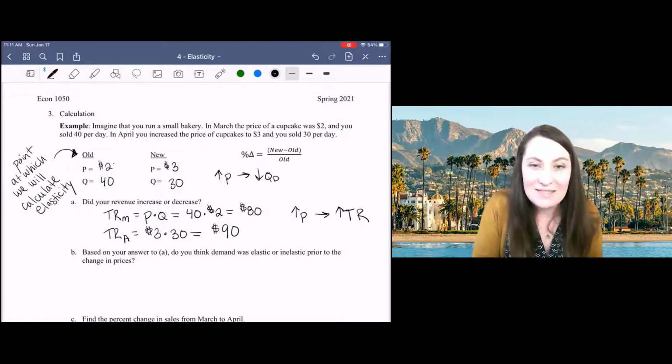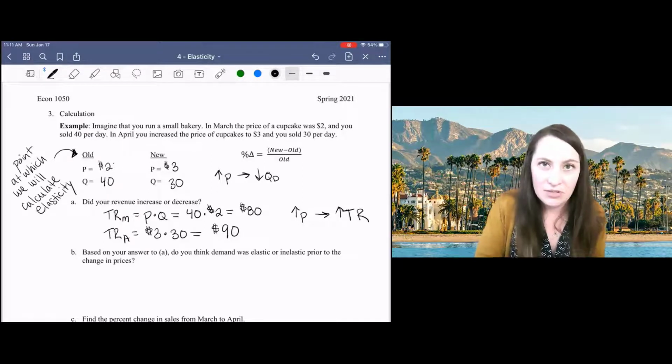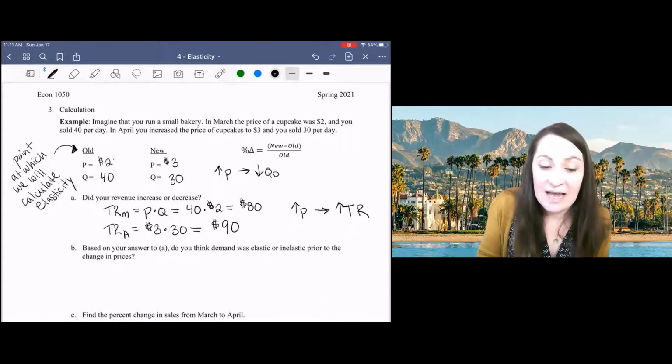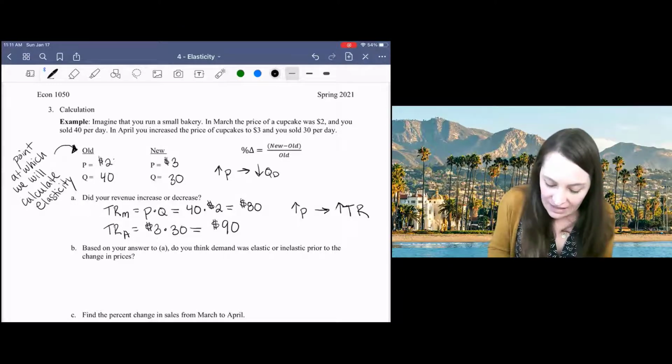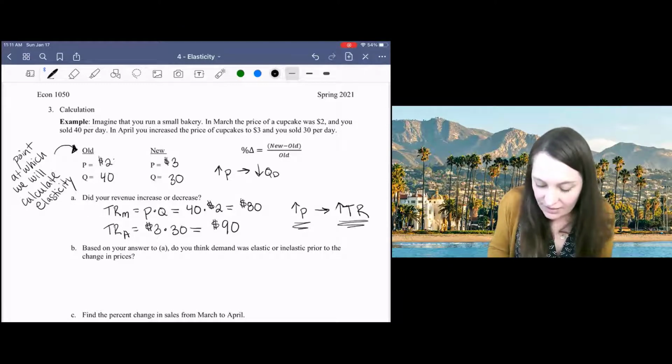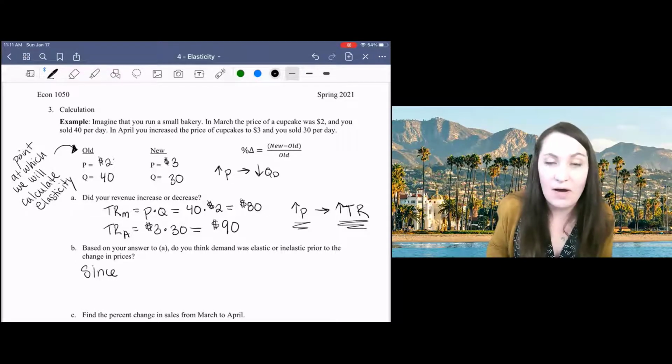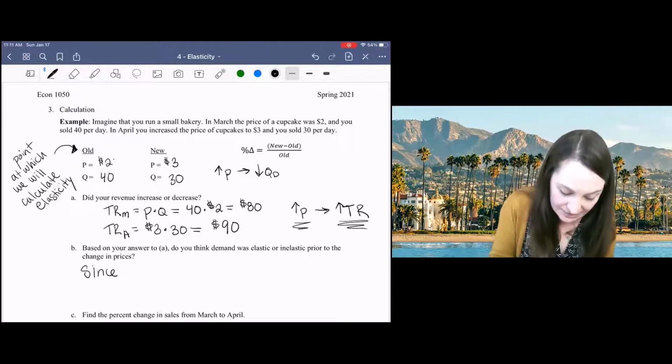What does that tell us about the price elasticity of demand prior to the change? That's part B. Do you think the demand was elastic or inelastic prior to the change in price? The fact that the increase in price led to an increase in total revenue tells me that the decreasing quantity was small relative to the increase in price.